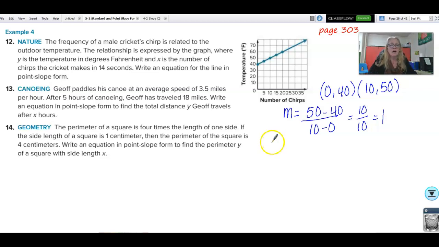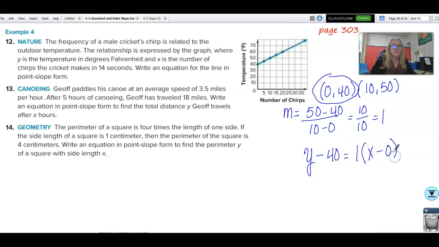All right. And I have 2 points, so now I can write the equation using either of those points, okay? And not starting off with y equals, though. No, we need y minus the y coordinate. I'm going to use this point. So the y coordinate is 40 equals, slope is 1, and then x minus the x coordinate, and the x coordinate is 0. All right? There you have it. That's what it looks like in point slope form.